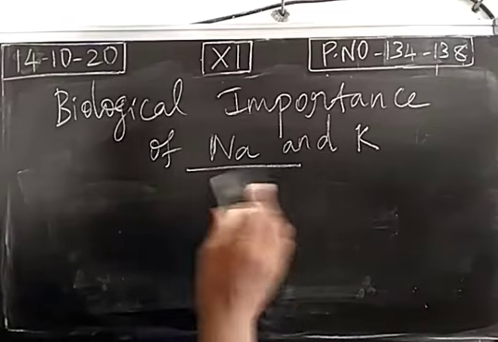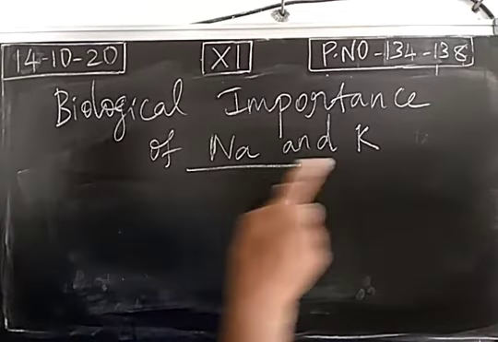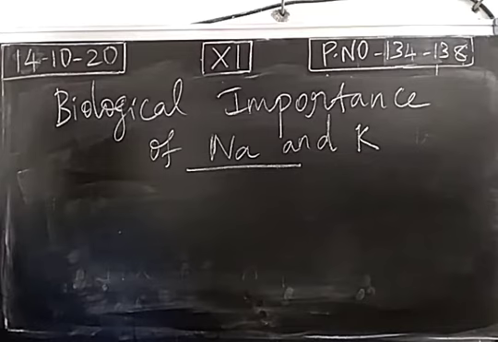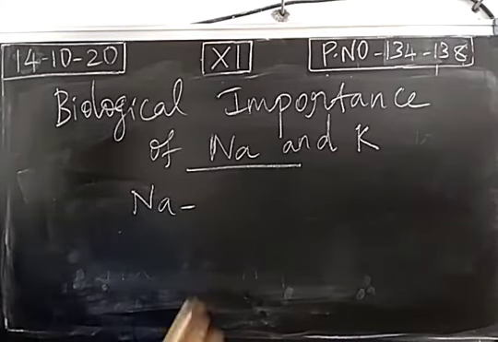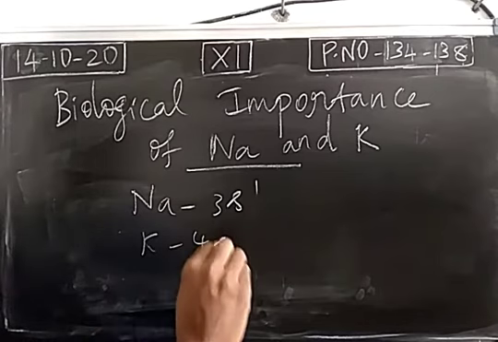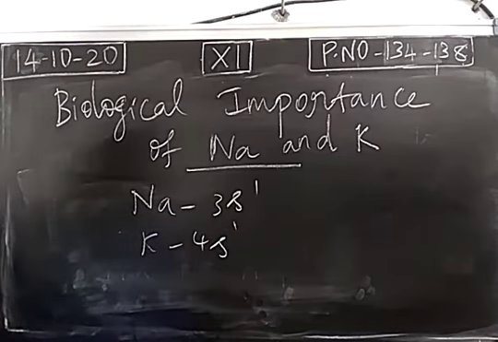Then chemical behavior will be similar. Sodium and potassium will have similar chemical properties due to the same outermost configuration. Sodium has 3s1 outermost configuration, potassium 4s1. Due to that, chemical properties will be the same, but biological importance will be different. Okay, so potassium as well as sodium are chemically similar, but at the same time biologically they differ.